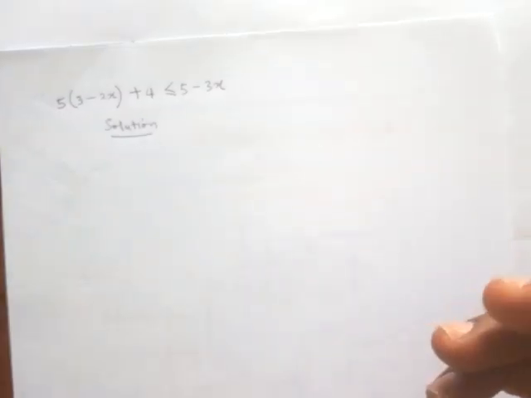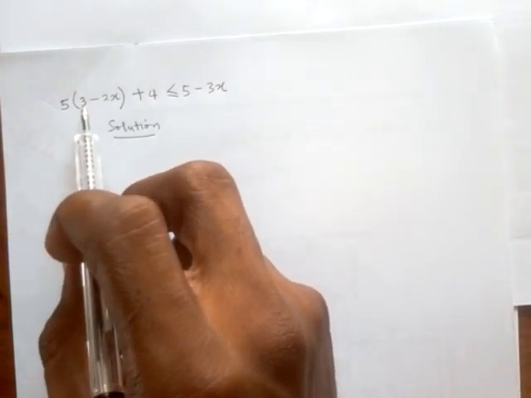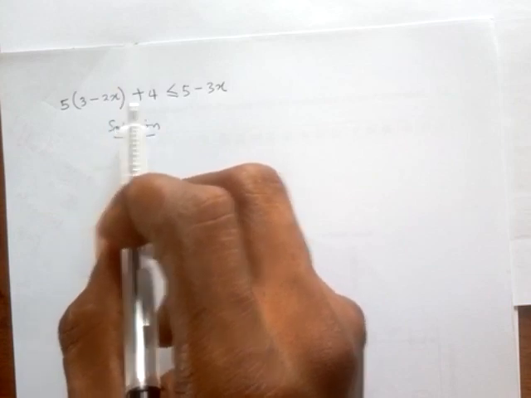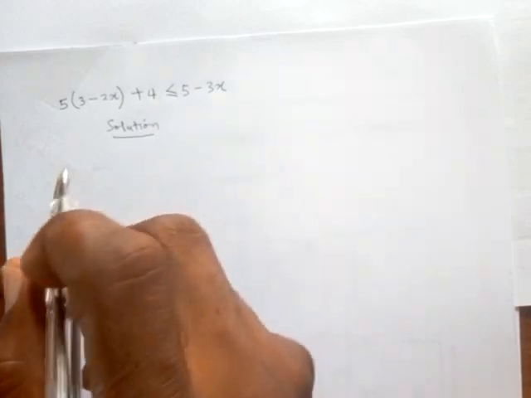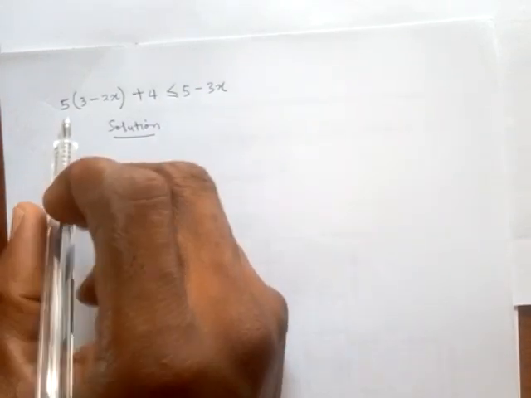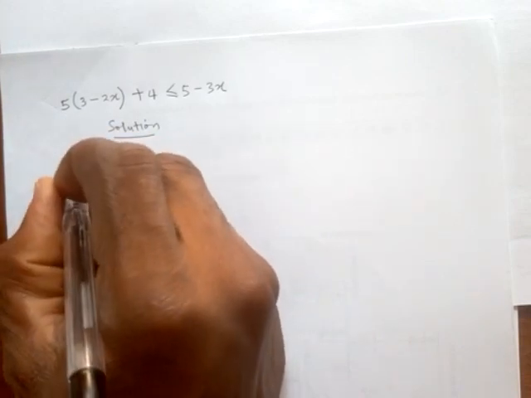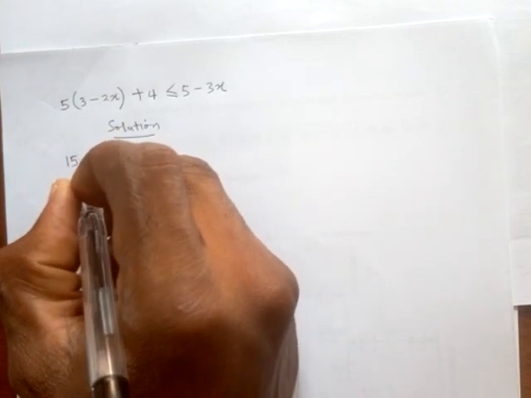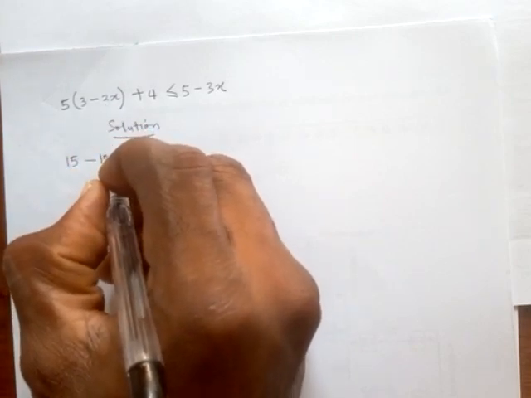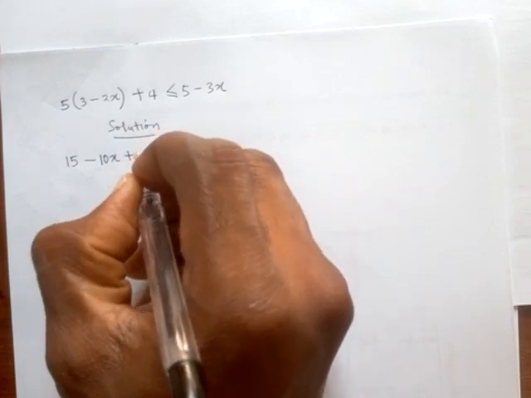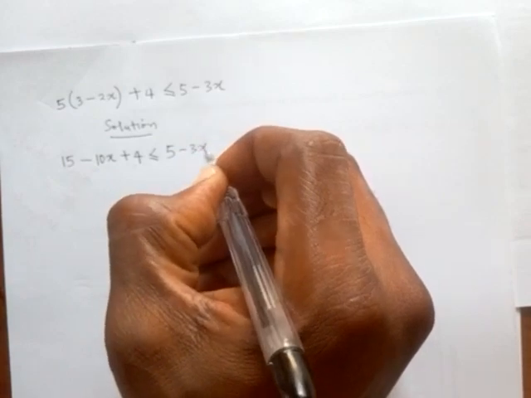So here we have an example given to us. 5 bracket 3 minus 2x bracket close plus 4 is less than or equal to 5 minus 3x. In solving this, we would open up this bracket first and then continue from there. So 5 times 3, 15, minus 5 times 2x, minus 10x, plus 4 less than or equal to 5 minus 3x.